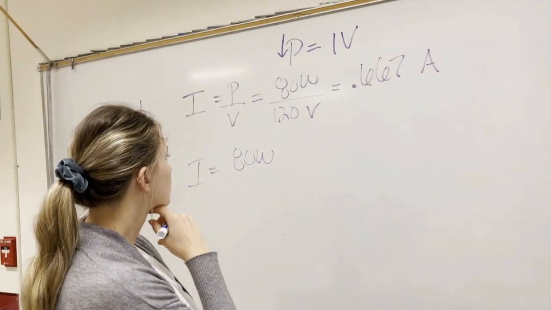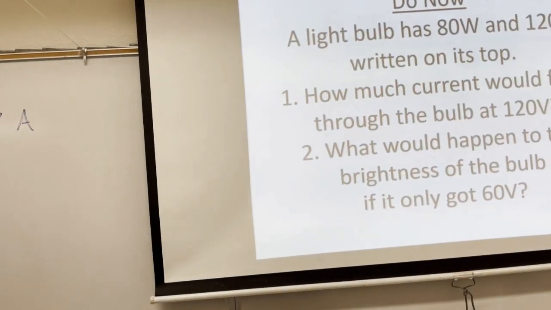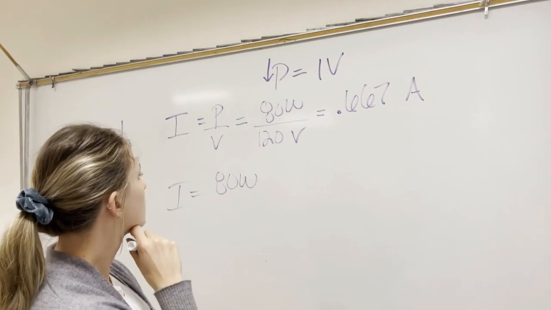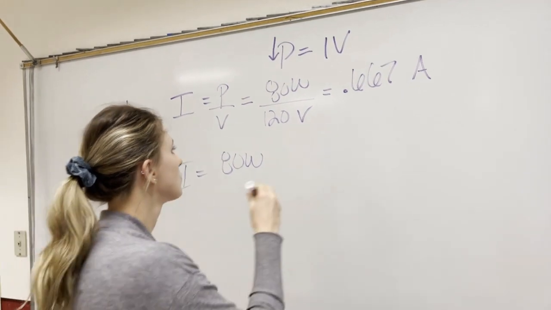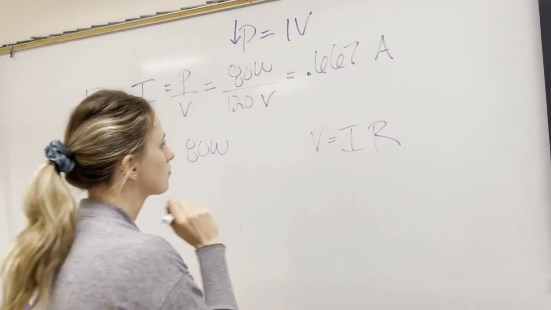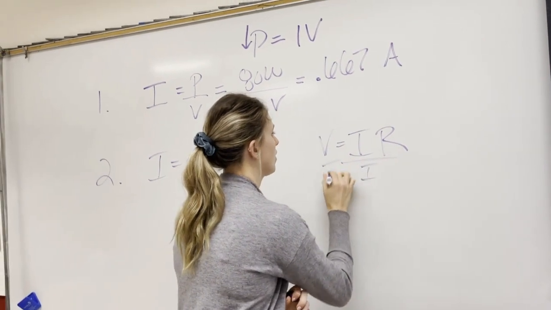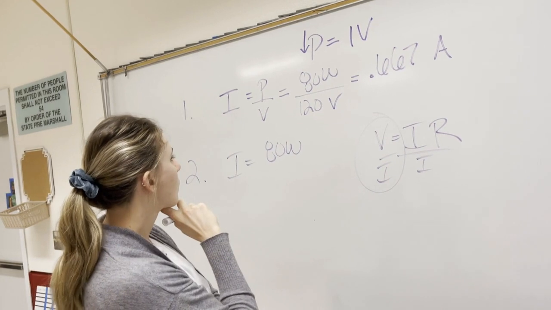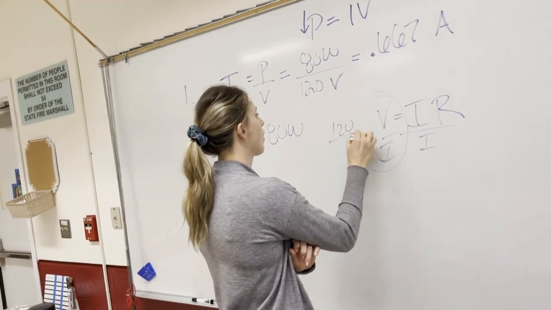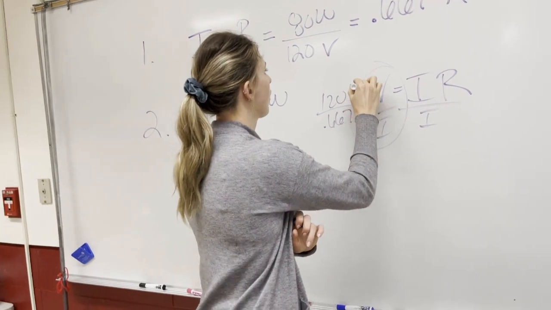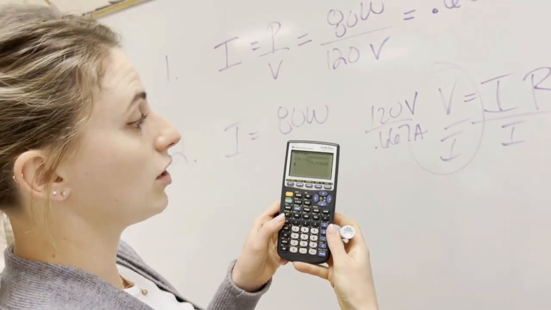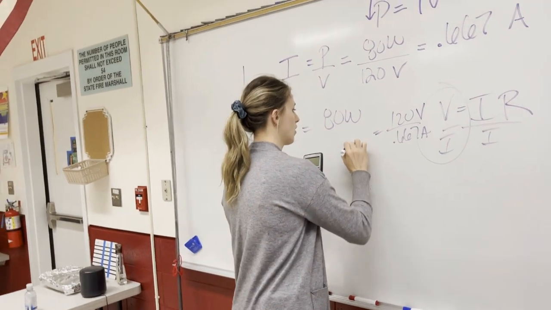What you could do is ask what the resistance would be. You've got the current, you've got the voltage. Resistance is how much voltage per current, V equals IR. So divide V by I, that'll give us the resistance. That would be 120 volts divided by 0.667 amps. 120 divided by 0.667, and we get 180 ohms. So the resistance is 180 ohms.